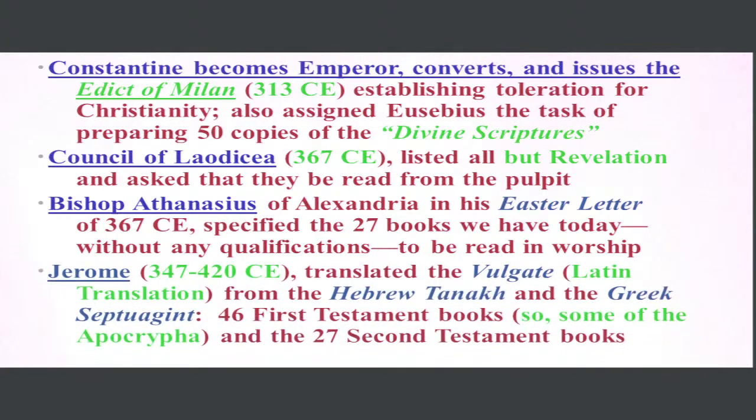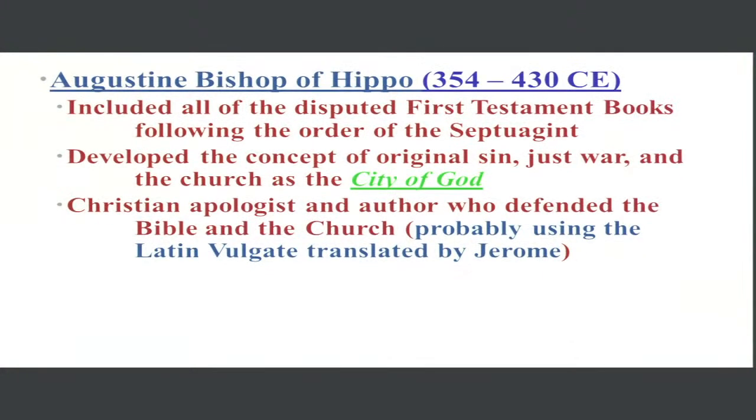And then Jerome translates the Vulgate, or that's the Latin translation, from the Hebrew Tanakh and the Septuagint. He has 46 First Testament books, so he includes part of the Apocrypha, and the 27 Second Testament books. So here again, as a later affirmation by an individual, Augustine, who becomes Bishop of Hippo, included all of the disputed First Testament books following the order of the Septuagint. So his is more than at least the 46.